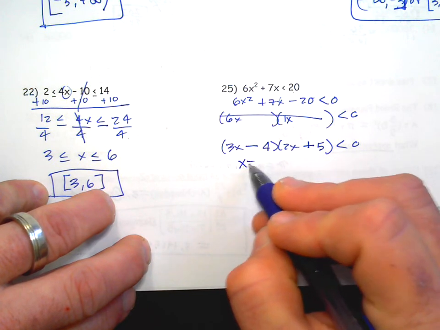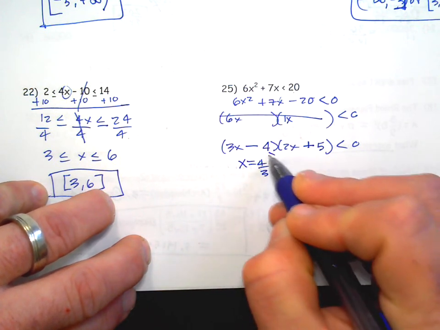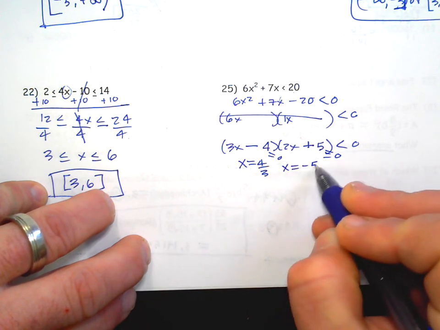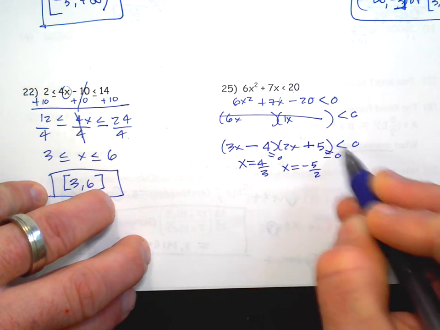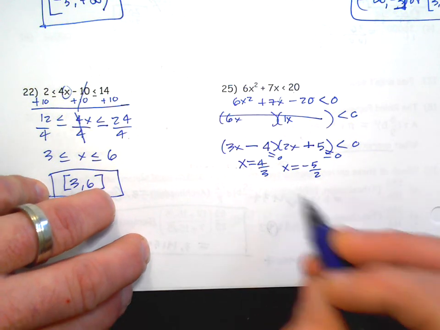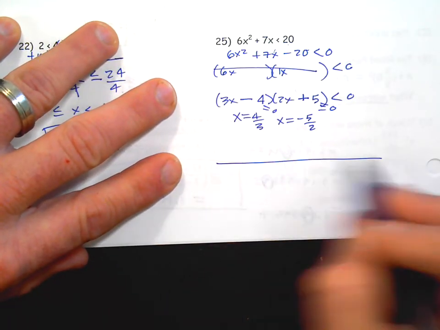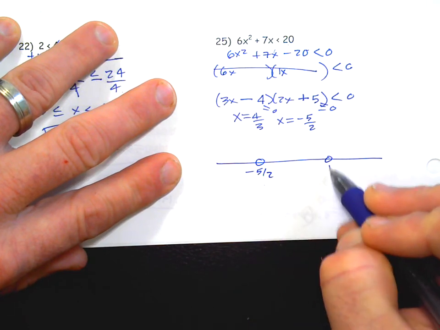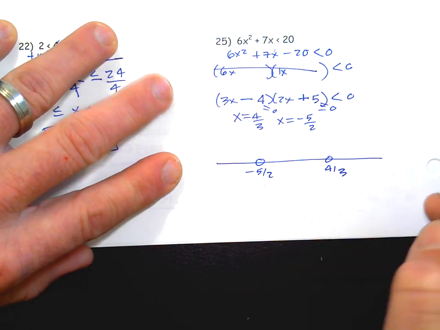Okay, so then x equals 4/3. We set each of these equal to 0. It's called the zero product property. x equals negative 5 halves. Set equals 0. Subtract 5. Divide by 2. And then you could set up your number line. Now these are going to be open dots. You want to go left to right, smallest to biggest on the number line. Negatives are on the left, positives are on the right.